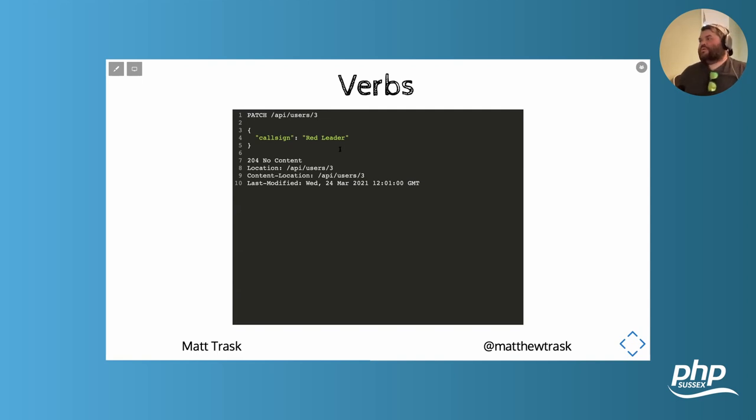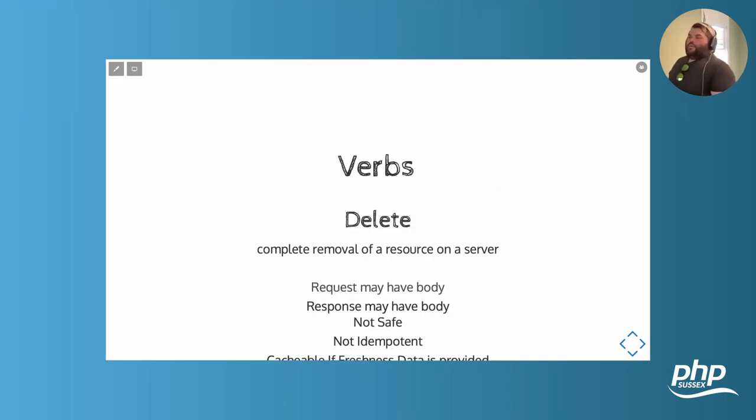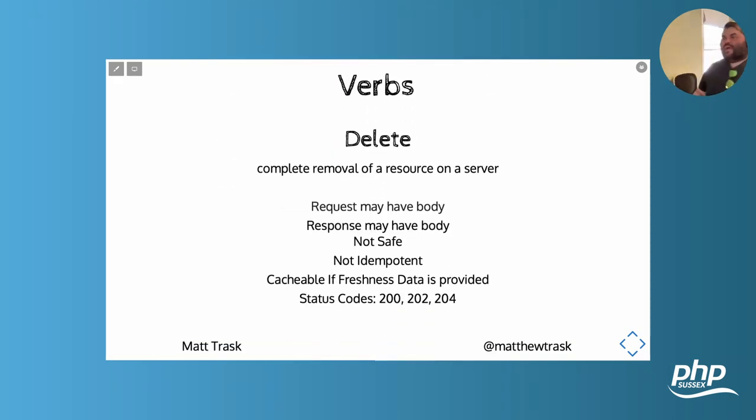This one, so we are just updating, actually I got these backwards. This one should have been the PATCH, where we're just updating a call sign. And the one before is where we're updating the entire object. And the last one is DELETE. The last one that you're really going to interact with is DELETE. And that's a complete removal of a resource on a server.